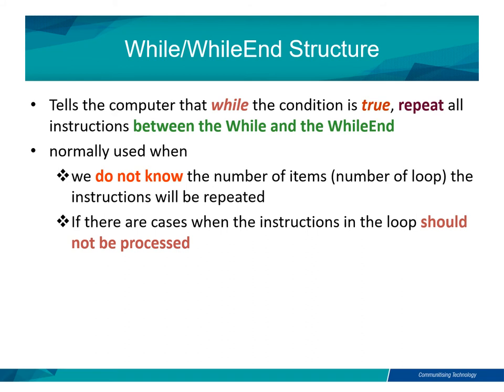We go for the first one, the while-while-end structure. This looping will tell the computer that while the condition is true, repeat all instructions between the while and the while-end. Normally, we use this type if we don't know the number of loops the instruction will be repeated, or we can say when there are cases in which the instruction in the loop should not be processed.